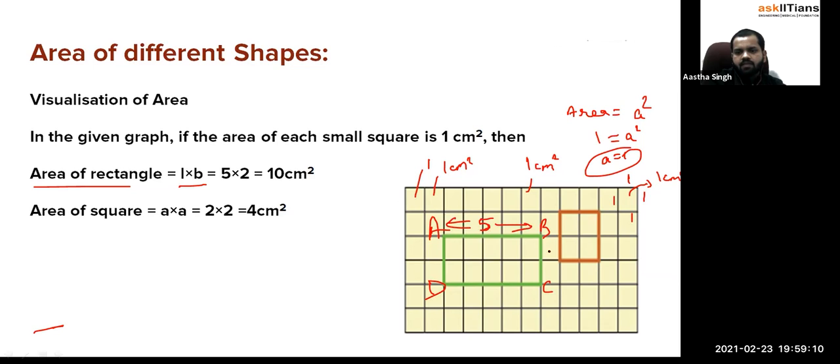What is BC? BC is your 2 centimeter, right? So the area of a rectangle is equal to length into breadth. Length is 5 and breadth is 2, so the area of the rectangle will be 10 centimeters square.